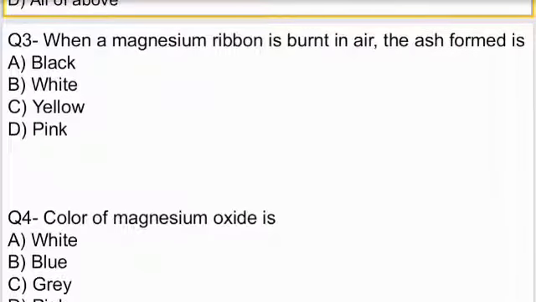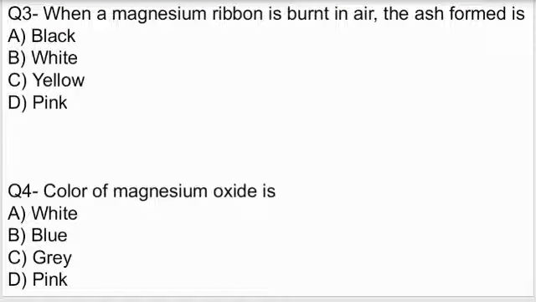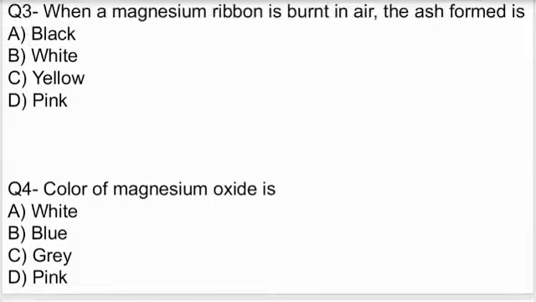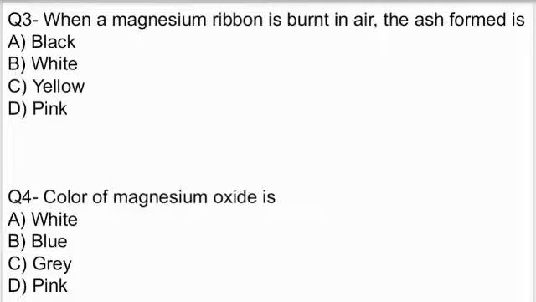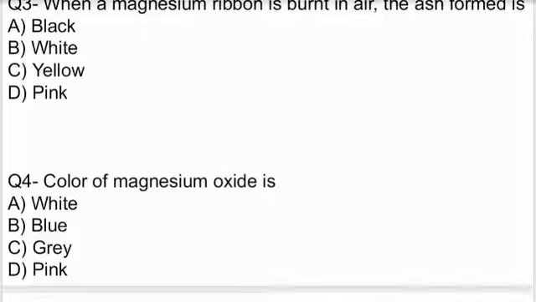Next question. When a magnesium ribbon is burnt in air, the ash formed is, the options are black, white, yellow, pink. The correct answer is B, that is white color. Next question. Color of magnesium oxide is white, blue, grey or pink. Correct option is A, white.